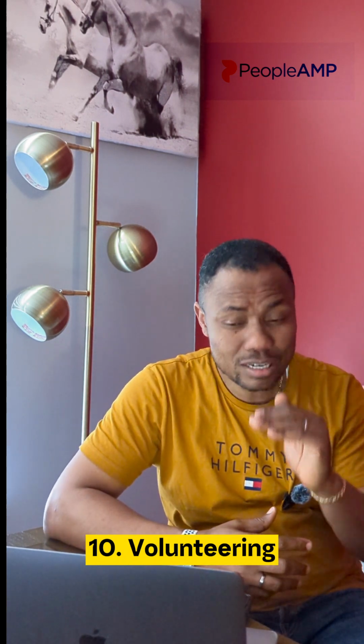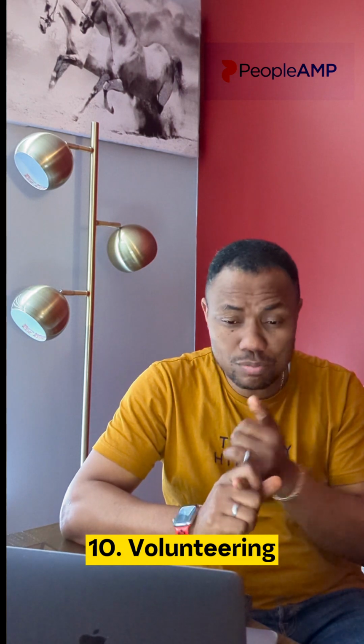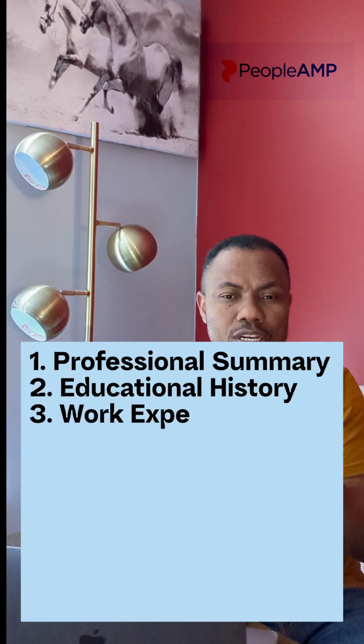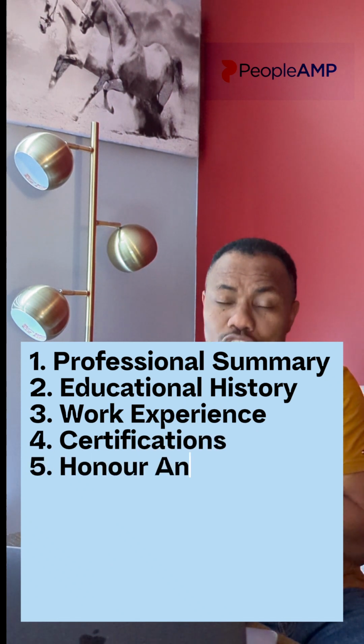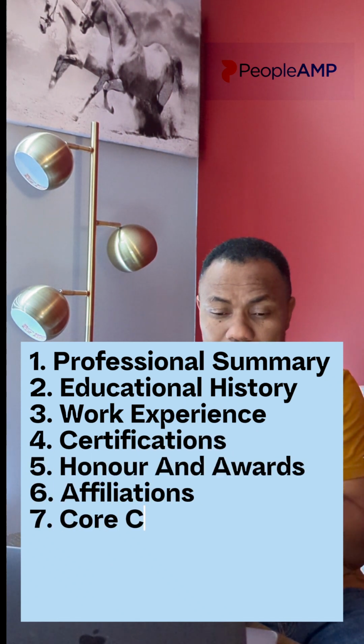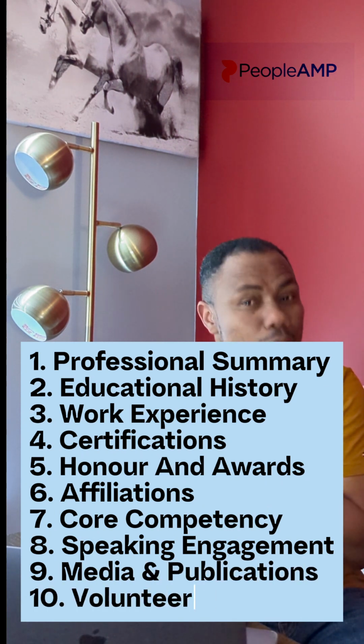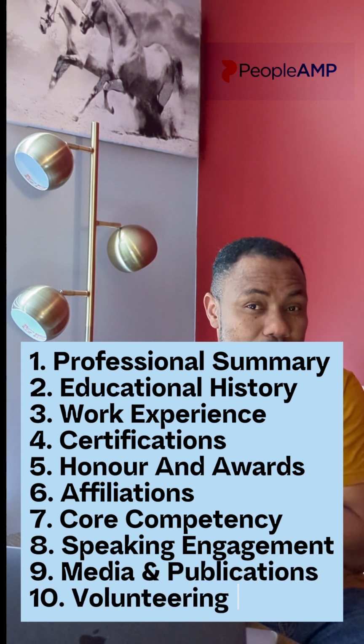Let me run through the 10 of them again. Your professional summary, number 1, education, number 2, experience, number 3, certification, number 4, your honors and award, number 5, affiliation, number 6, core competencies, number 7, speaking engagement, number 8, media and publication, number 9, and volunteering, number 10. If you can put these 10 together, then you're good to go.